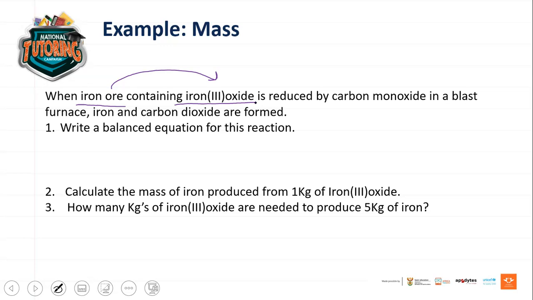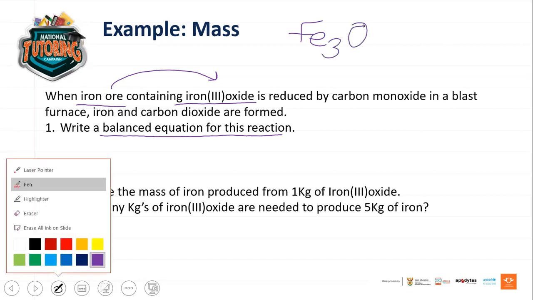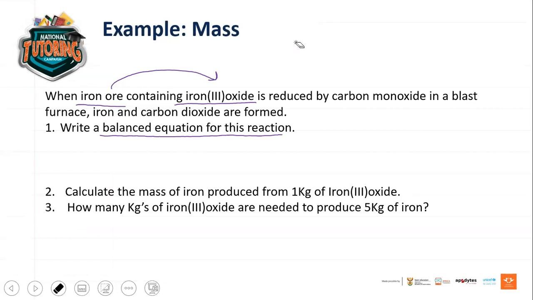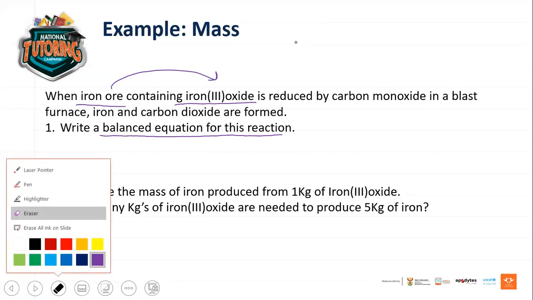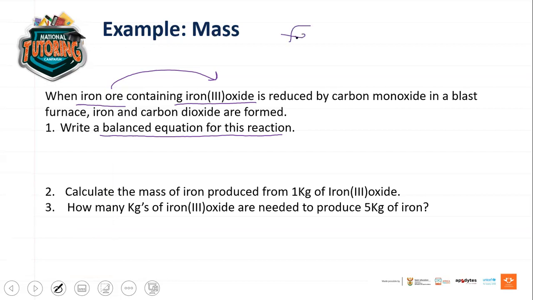So they're giving us this maybe seemingly complicated sentence, but all we have to do is write a balanced chemical equation for this. So remember iron 3 oxide, it doesn't mean that iron is Fe, it doesn't mean that it's Fe3O, that's incorrect. It means iron 3, that Roman numeral 3, it means iron has an oxidation state or a valency of 3. Oxygen, in iron oxide, is 2 minus.